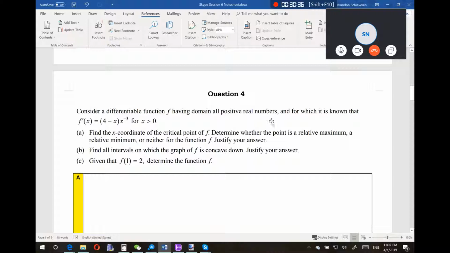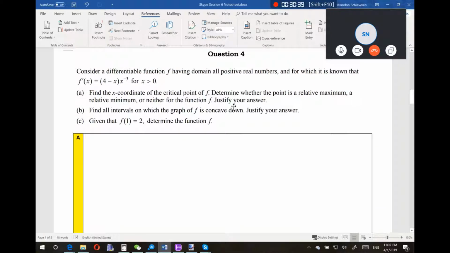Okay, next one. So this is same year, but the different form, I think. So I've got a differentiable function that has a domain of all positive real numbers. We know that its derivative is this function here. For all x values that are greater than 0, so we don't need to test any x values and all that. First part, I want to find the x-coordinate of the critical point of f and determine whether that point is a relative minimum, a relative maximum, or neither, and then justify our answer. So first part, if I wanted to get a critical point for this, what would I do?